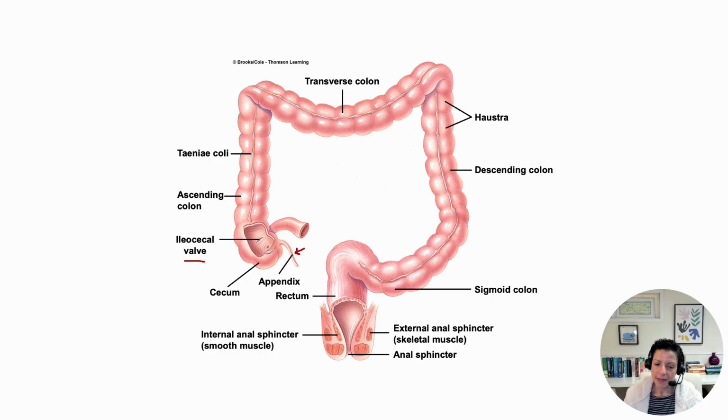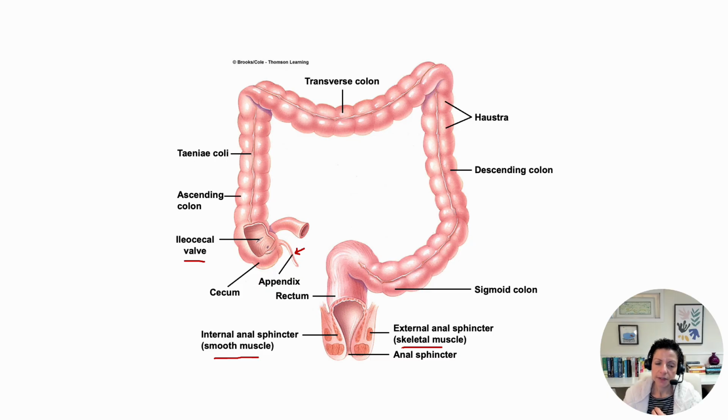Okay. And then at the bottom of that rectum, we have our anal sphincter. And the anal sphincter, there's actually two parts to the anal sphincter. We have the internal anal sphincter, which is composed of smooth muscle and it's controlled involuntarily. And then we have the external anal sphincter, which is composed of skeletal muscle, which is controlled voluntarily. Okay. So those are the basic components of the large intestine.